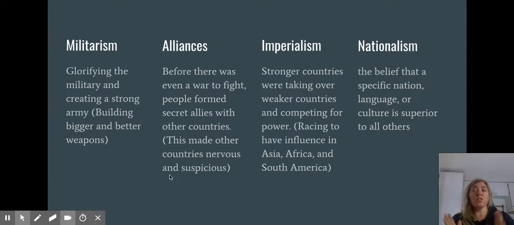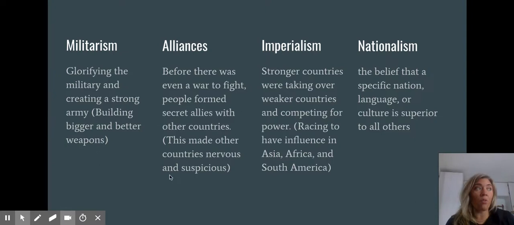Alliances. There was actually not even a war happening yet, but countries start forming secret alliances. It caused a fight because people were suspicious and nervous, like, hey, why are those guys making an alliance? What are they allying against? Are they against us? Maybe we need to be in an alliance just in case.